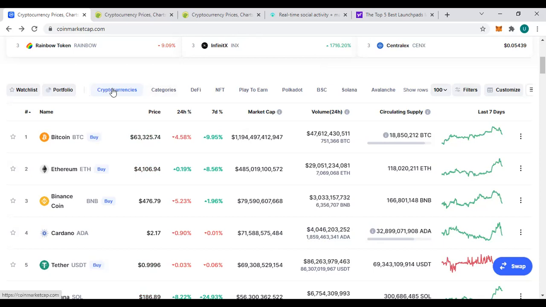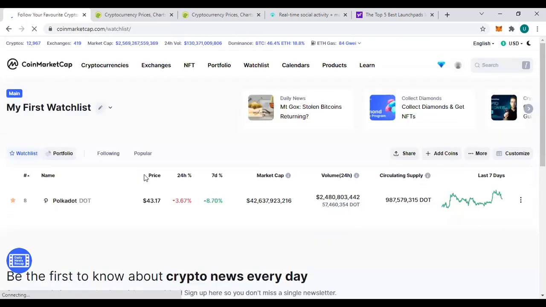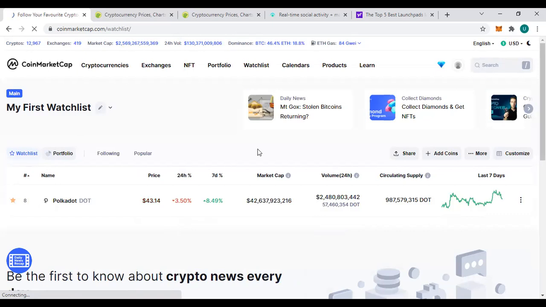So here, we have the watch list. In case you want to watch any coin and know what is going on with it. But before you can put a watch list, you have to register with these people. It doesn't require money. All you need is your email and password. You register with them, then you'll be able to put some coins on your watch list. I only put DOT here on my watch list, but you can add more if you want.